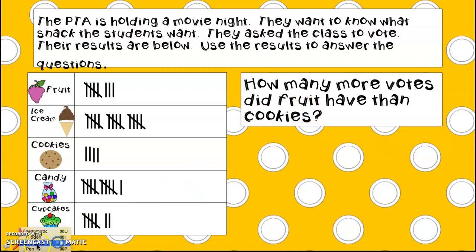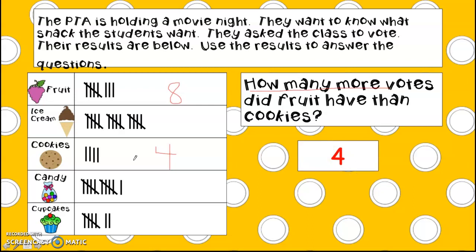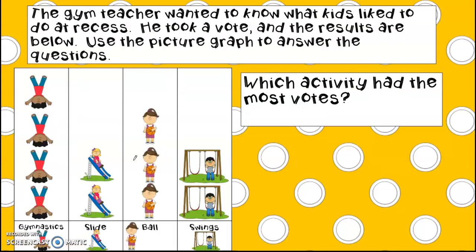So remember, when you see how many more, what is it telling you to do? You need to subtract. So 8 minus 4. Figure out what the answer is. Pause the video. Okay, let's see. 4. There were 4 more votes for fruit than cookies.